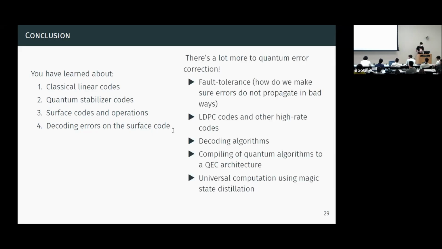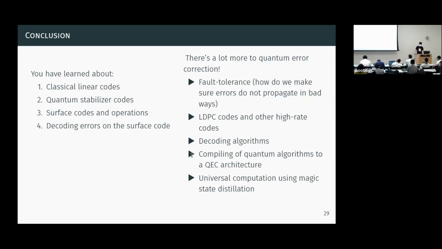stabilizers. But there's a lot more in quantum error correction. For example, I haven't talked at all about how to achieve fault tolerance. Fault tolerance tells you, oh, if I have an error occurring in one of my codes, it's not going to propagate everywhere. Right? One error will just be one error within a particular code block. LDPC codes are a hot topic. Decoding algorithms, which was this black box that I didn't talk about, taking your syndrome measurements.